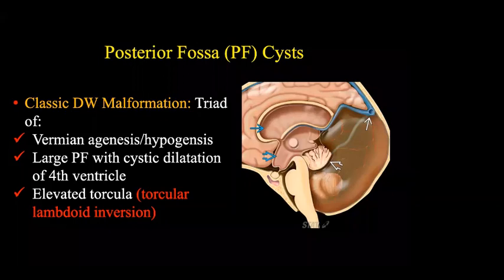So the classic Dandy Walker malformation is the case that we saw, and that has a specific triad of vermian agenesis or hypoplasia, a large posterior fossa with cystic dilatation of the fourth ventricle, and elevation of the torcula, which is the region where the superior sagittal sinus meets with the transverse sinuses. So elevation, and not just elevation, however, there will be inversion, what they call a torcular lambdoid inversion, where the torcula becomes even higher than the location of the lambdoid, where the two lambdoid sutures meet.